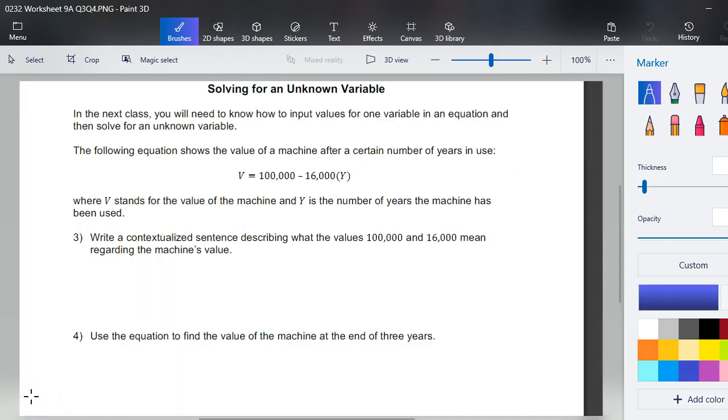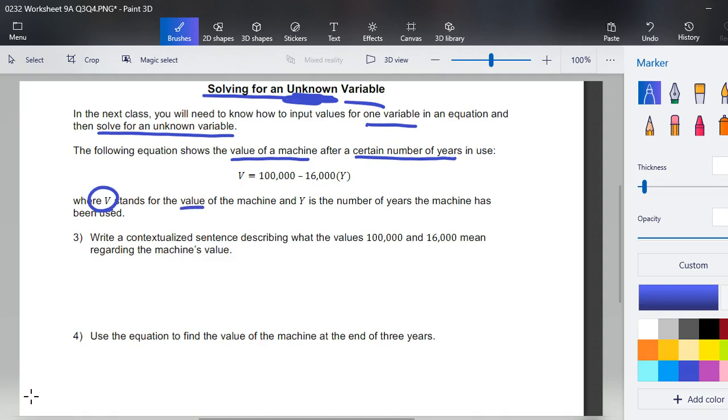Not only did we talk about depreciation at the first of this lesson, we now need to talk about solving for an unknown variable. In the next class, you'll need to know how to input values for one variable and then solve for the unknown variable. The following equation shows the value of a machine after a certain number of years in use. V stands for the value of the machine, and Y is the number of years.